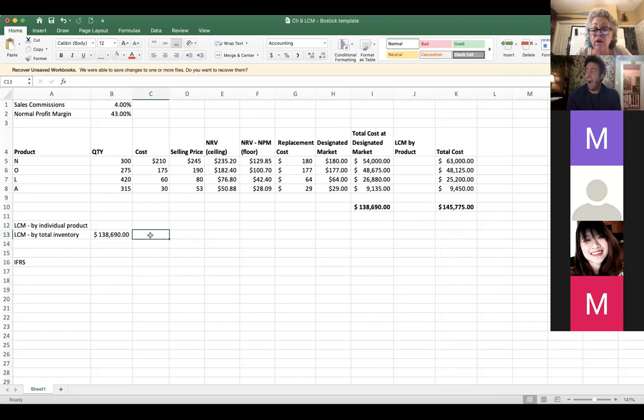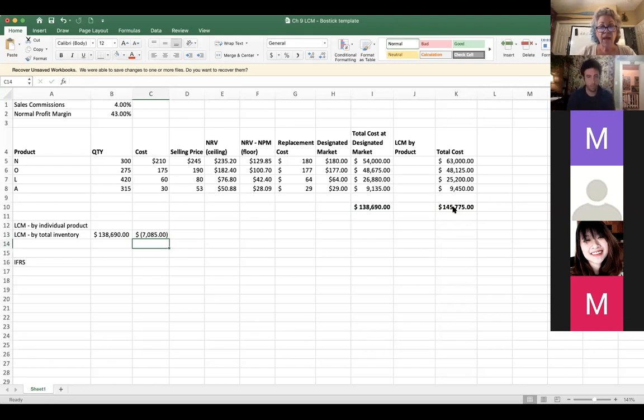What would my write-off be? How much would my write-off be? Yeah, 7,085. Right, the 7,085, the difference between the two.